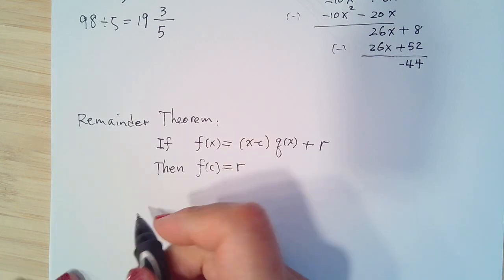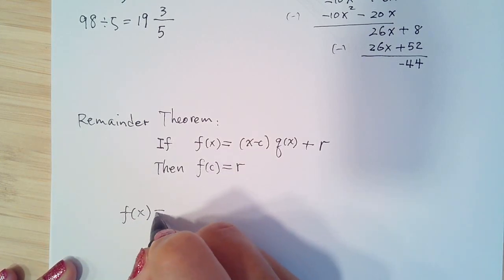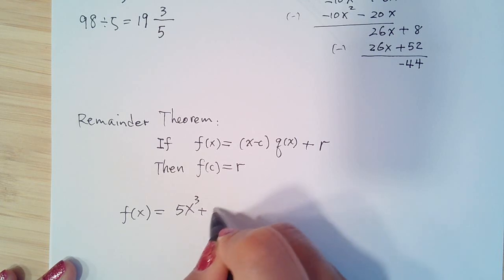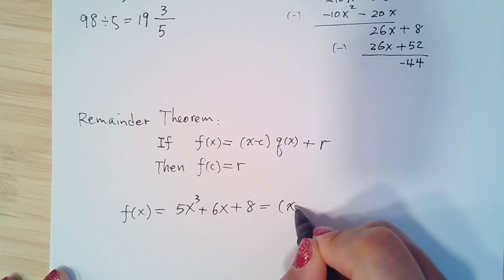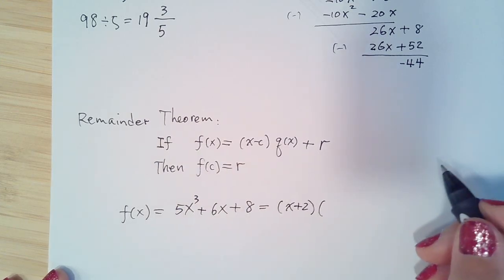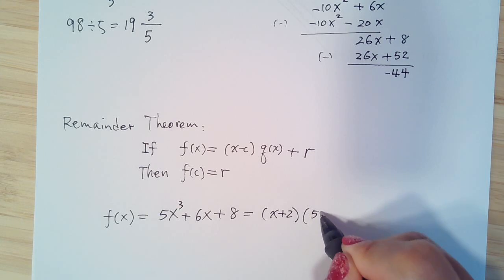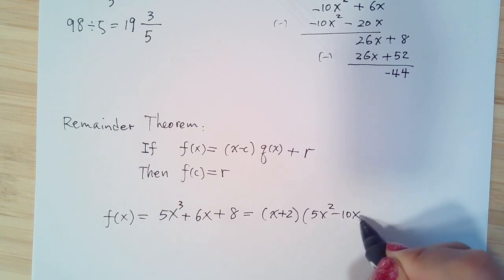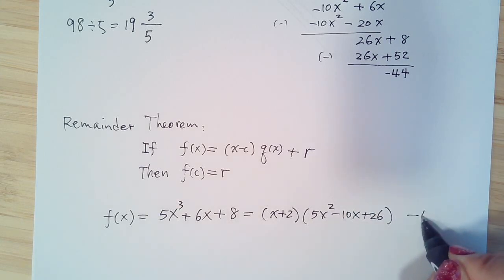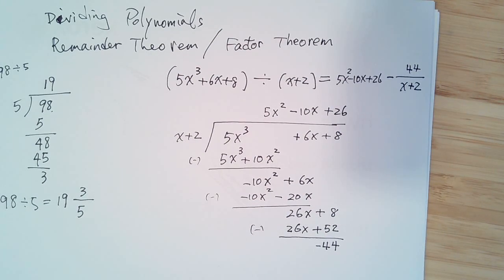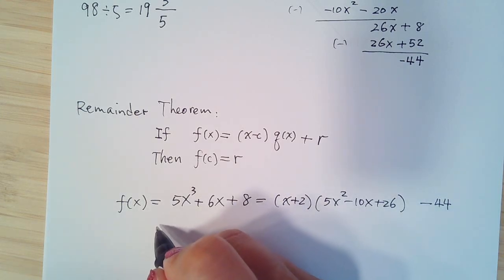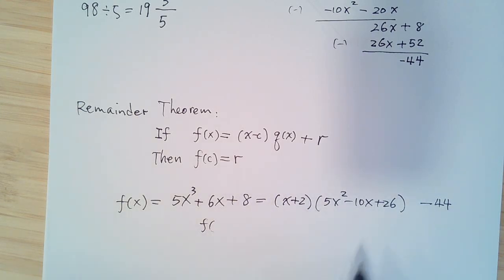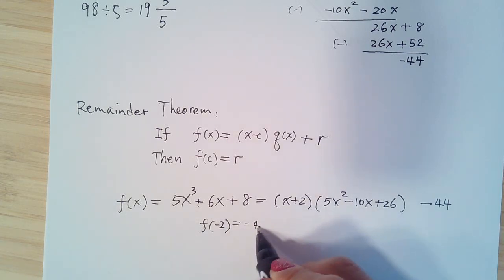I can prove it because I have this f of x equals 5x cubed plus 6x plus 8. So that is x plus 2 multiplied by, remember what's the quotient function? 5x squared minus 10x plus 26, and at the end I have a negative 44. You see? Therefore I have f of, remember my c is negative 2, should be negative 44. Is that right?